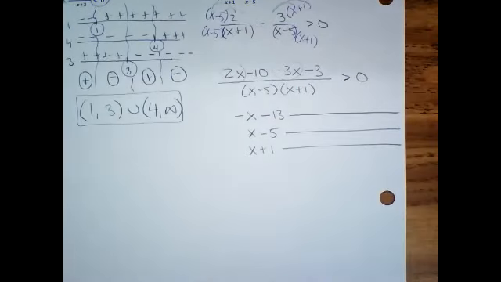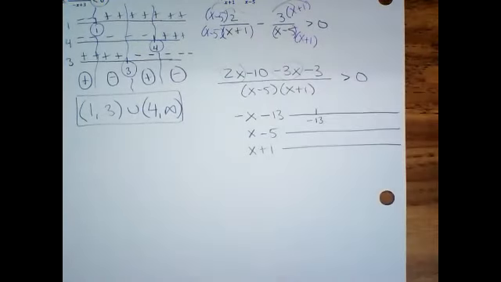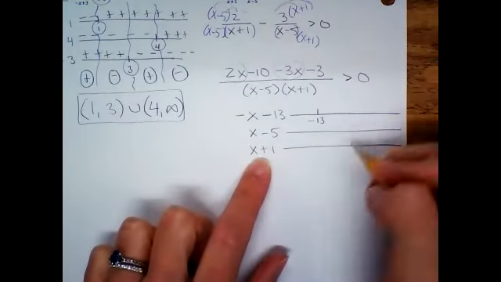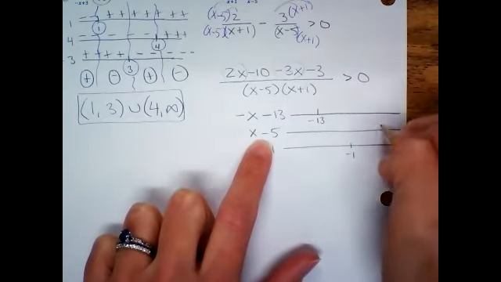Try to save you some writing wherever possible, because I know the problems are long. -x minus 13, gosh, what would make that 0? Be really careful because there's negatives all over the place with that. It would be -13. I know that's going to be the smallest one, so I'm going to go ahead and put that on there first. All right, and then this one would be 0 at -1, so that's the one I'm going to do next. And then this last one would be +5.